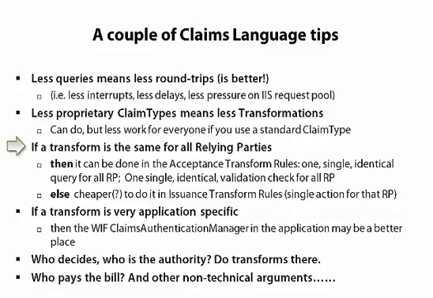If the check is a typical ingress check and has to be performed for all relying parties, then one central place in the acceptance transform rules is probably perfect. If it is expensive and only for a single application, then the issuance transform rule is probably the best place.